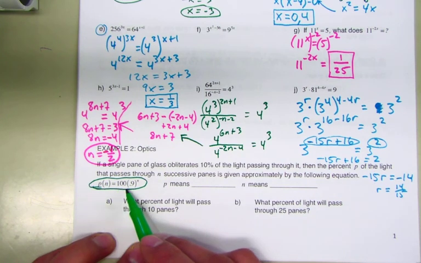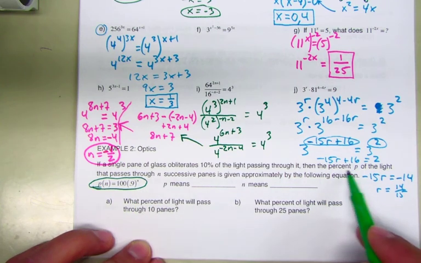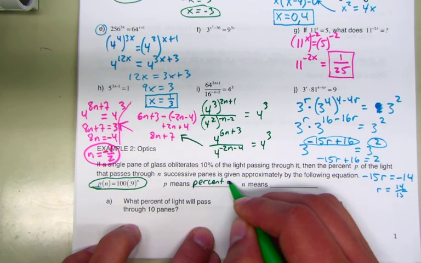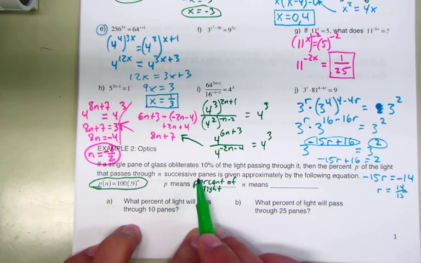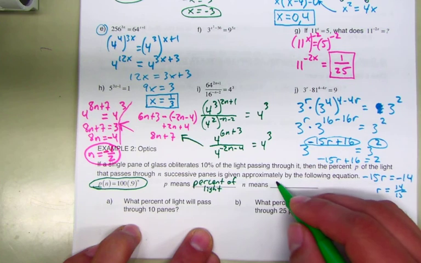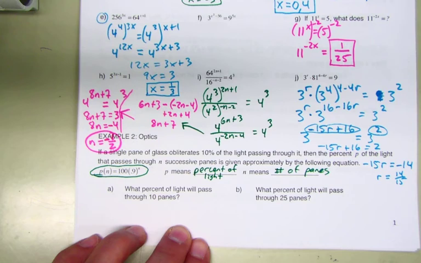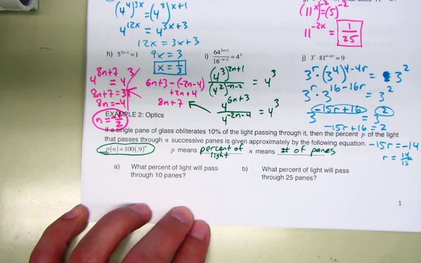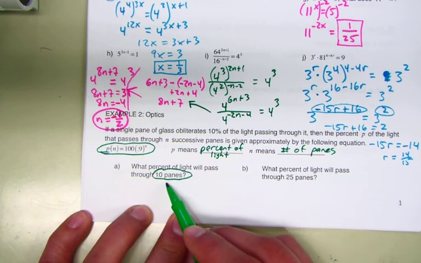P equals 100 times 0.9 to the n. And in the problem, they say P is the percent of the light that passes through, and n is the successive panes. So that means it's basically the number of panes. Okay? And so when you're doing these problems right here, as long as you know what variable they're giving you, you just plug it in. What variable are they giving you here? 10 is which letter? N.